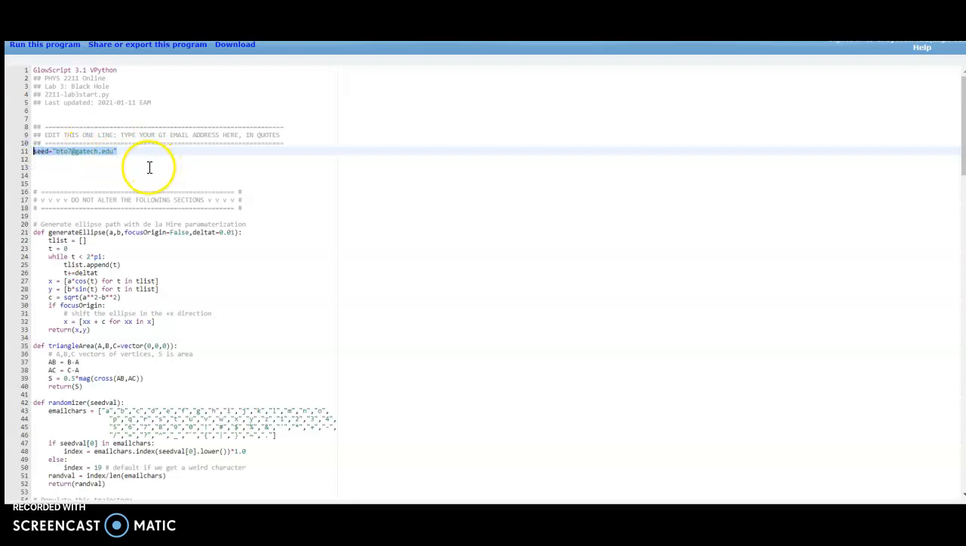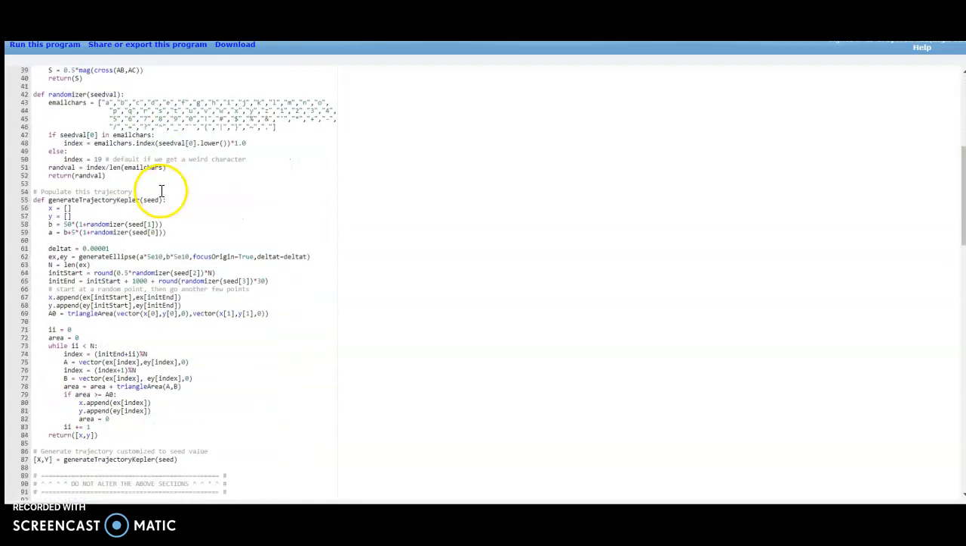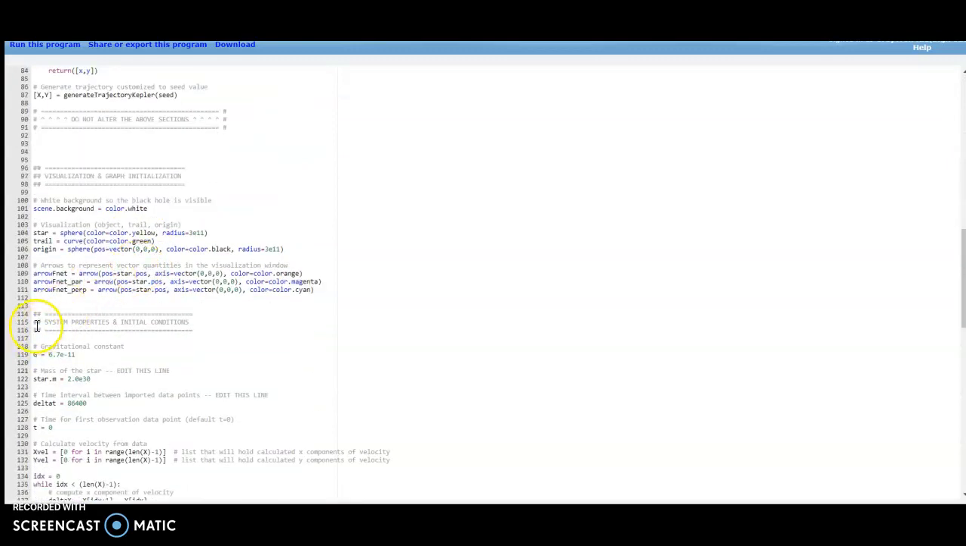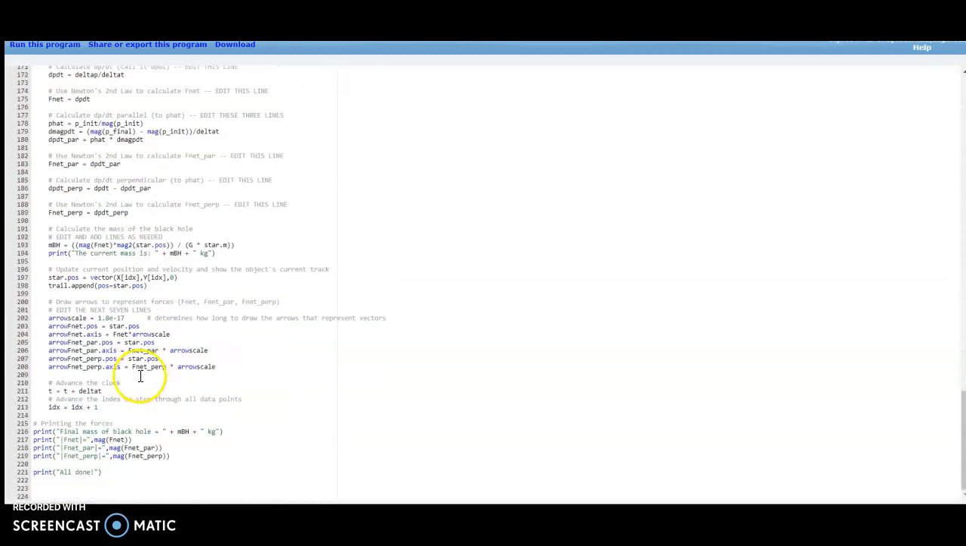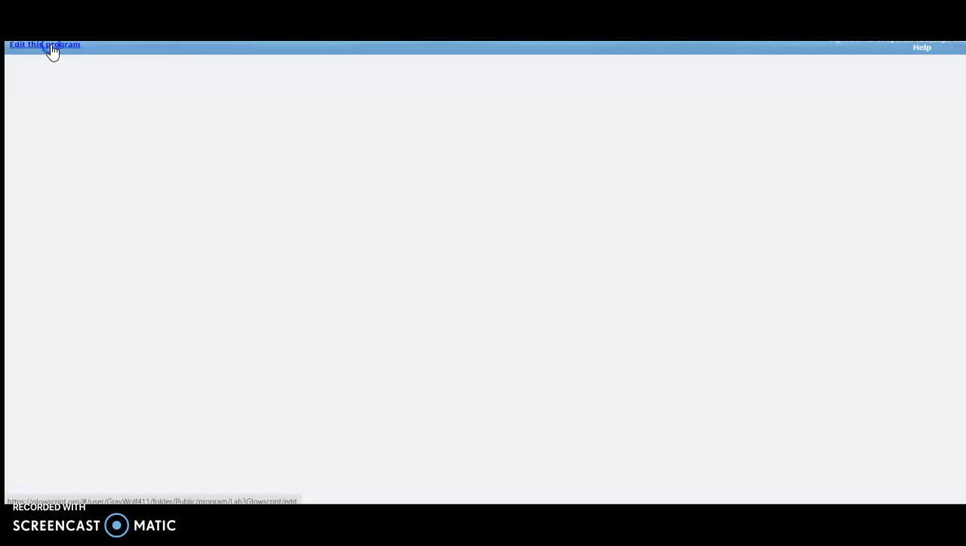The seed of our email address was initially plugged in to generate a unique trajectory for the star, which gave us the star's position values over time. And within the code, we edited from line 115 onwards to model this motion for the star, as well as estimate the black hole's mass and calculate the various components of net force. In this case, the perpendicular and the parallel components.